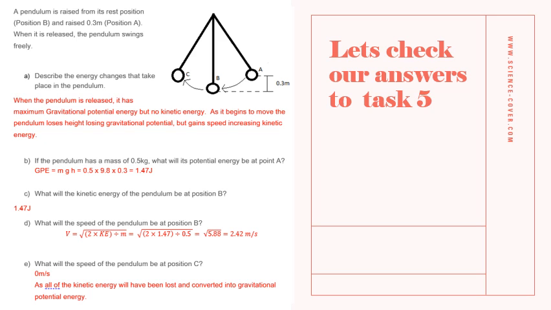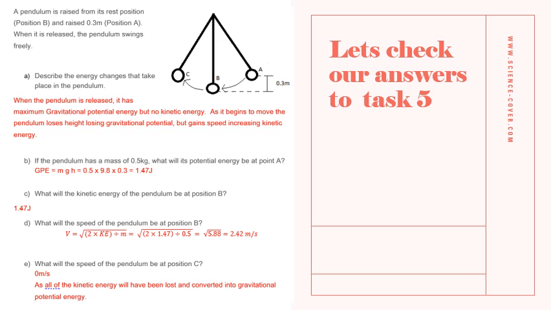If the pendulum has a mass of 0.5 kilograms, what will the potential energy be at point A? We need to do mass times gravity times height. So it's 0.5 times 9.8 times 0.3, which is 1.47 joules. What will the kinetic energy of the pendulum be at position B? 1.47 joules.